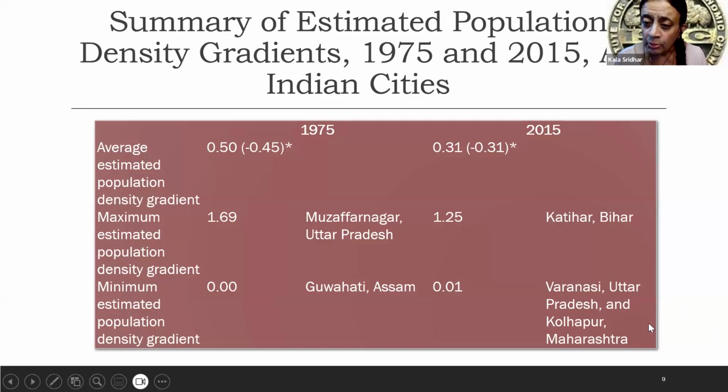And in Kolhapur, Maharashtra, what we found was that the central city infrastructure was under a lot of stress as per some recent studies. So that possibly explains why the city, in a very urbanized state, suburbanized during the period.